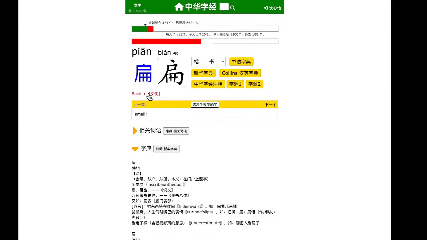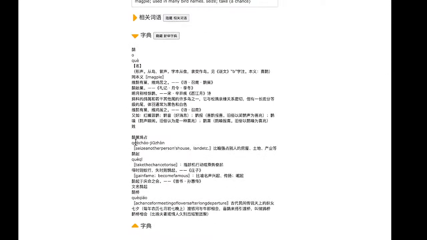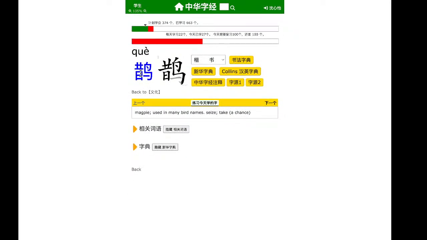Like 偏舟. 偏舟 is a small boat. 雀. 雀 is a type of bird, a magpie. When you use it by itself, it refers to a magpie. But this character is actually used in the names of a lot of birds. So if you look at it, not in this listing, but there's all kinds of birds that have this character plus something else. Many different types and species of bird names.